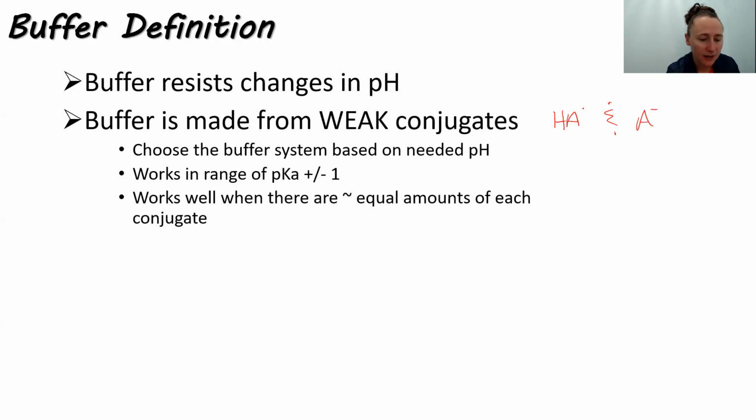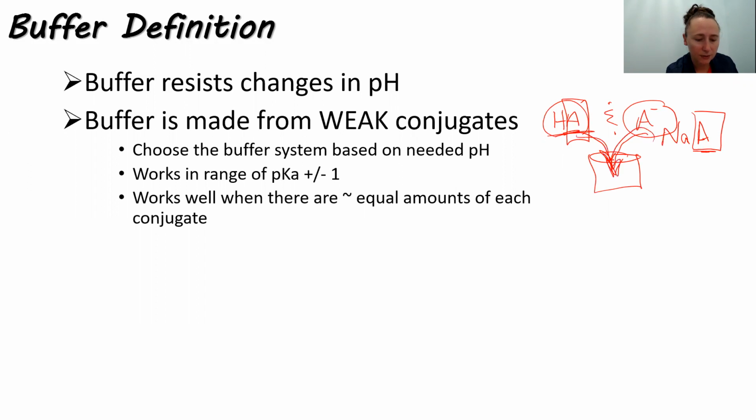Now, if we start with HA, an equilibrium would make some A minus, but not enough. So when you make the solution, you will add some of HA, and then you have a source of A minus that is separate. And this is most likely an ionic compound like sodium A, and these ions must be the same in order for these to truly be conjugates. And so you have these two sources and you add them both to make the buffer.